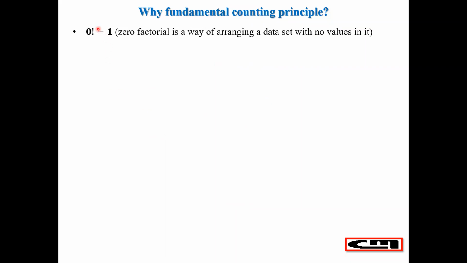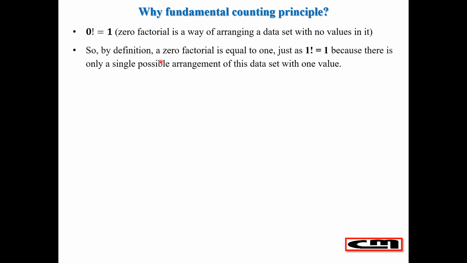Again, we have 0 factorial, which is equal to 1. 0 factorial is a way of arranging a data set with no values in it. That means the data set is an empty set, right? So by definition, 0 factorial is equal to 1, just as 1 factorial is equal to 1, because there is only a single possible arrangement of this data set with 1 value.